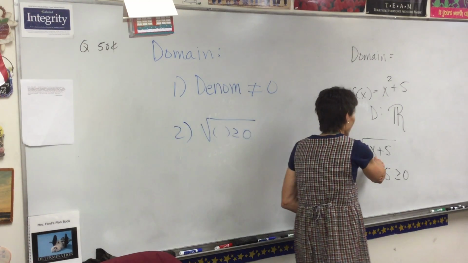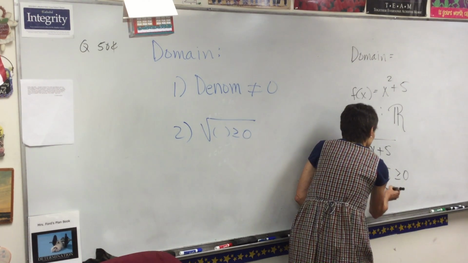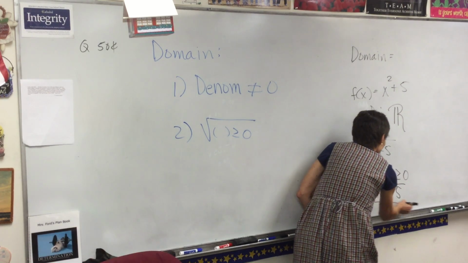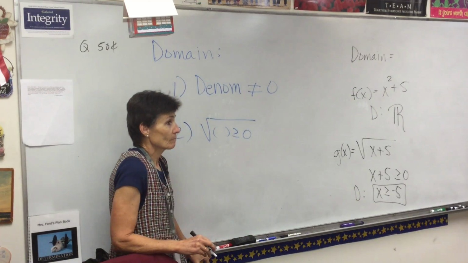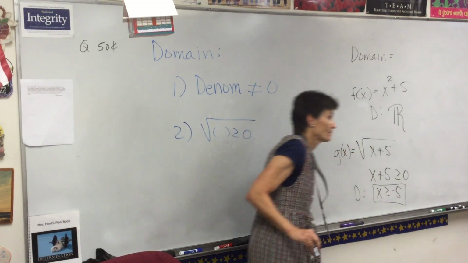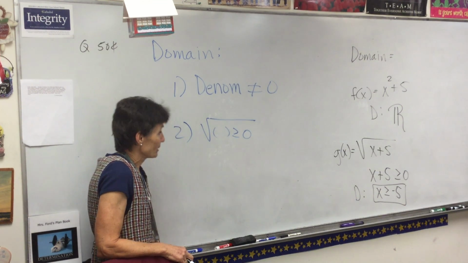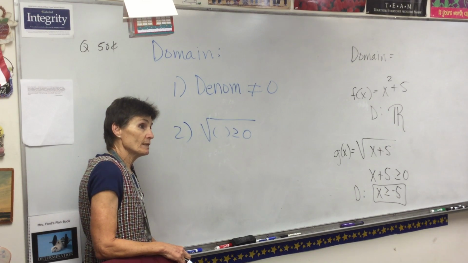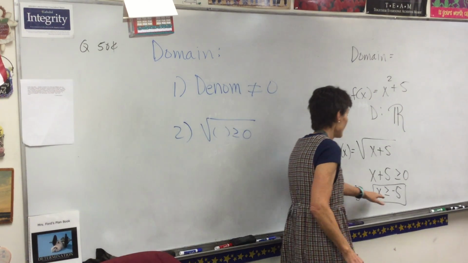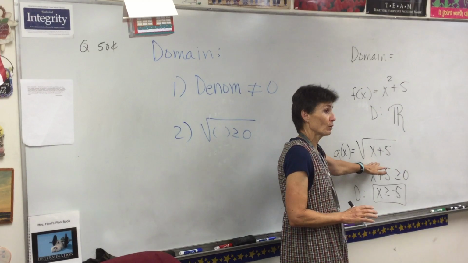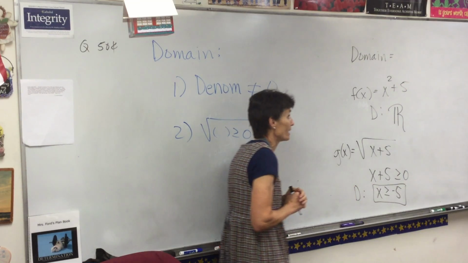So x plus 5 must be greater than or equal to 0, which means my domain is x is greater than or equal to -5. Just solve that. Subtract 5. So the domain for problem B is x is greater than or equal to -5. Remember, domain is your x's. So you're telling me that in my set of ordered pairs, if I'm going to graph this, I'm allowed to use any x I want as long as it's bigger than or equal to -5.